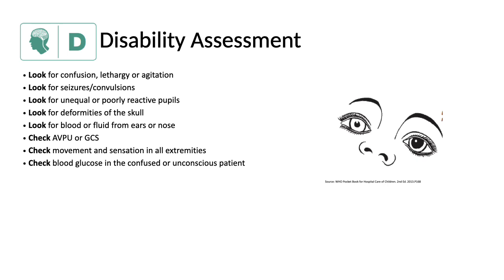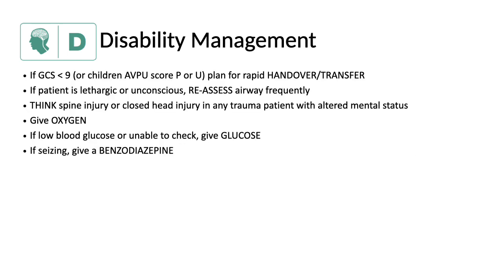And check for consciousness and assess the Glasgow Coma Scale or AVPU approach. The patient is alert, or can respond to verbal stimuli, painful stimuli, or is unconscious. And look for movement on the extremities and sensation in all extremities. And don't forget to check blood glucose because hypoglycemia can be there.